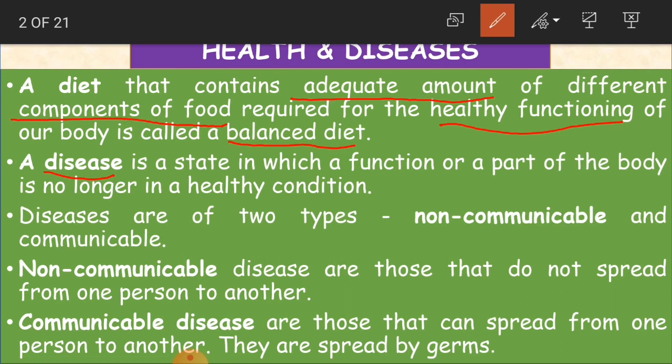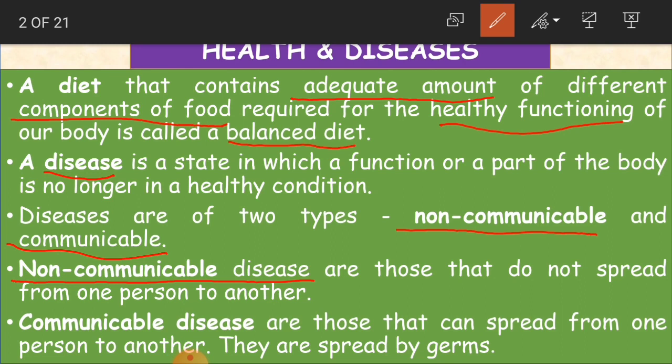Okay, and diseases are of two types. What are they? Non-communicable and communicable. Non-communicable diseases are those that do not spread from one person to another. So it is not going to transfer from one person to another person. Okay children, so that is a non-communicable disease.